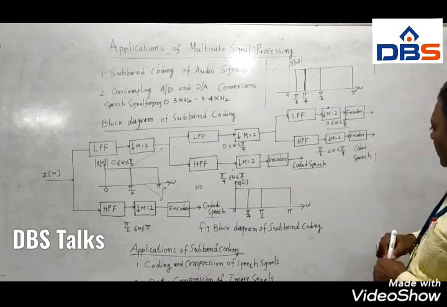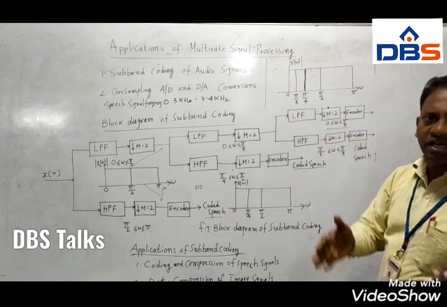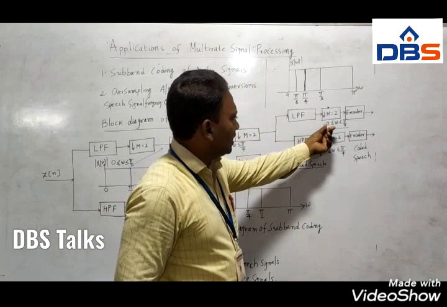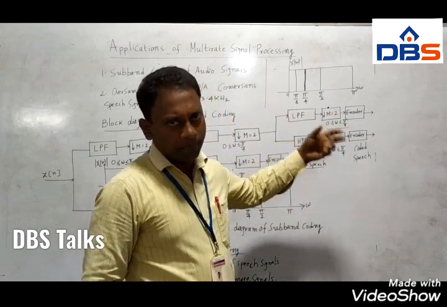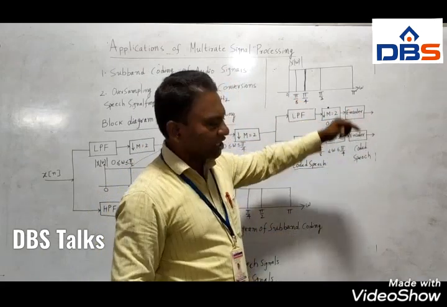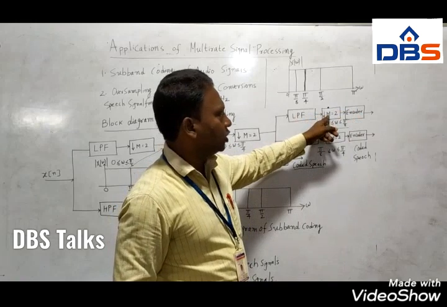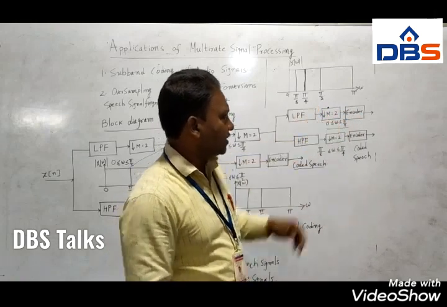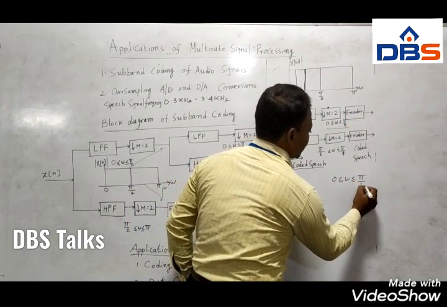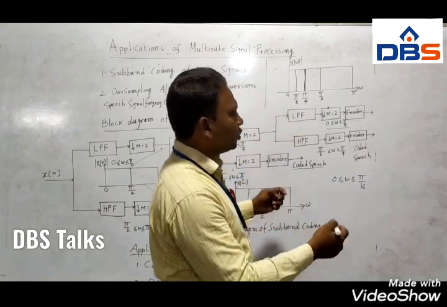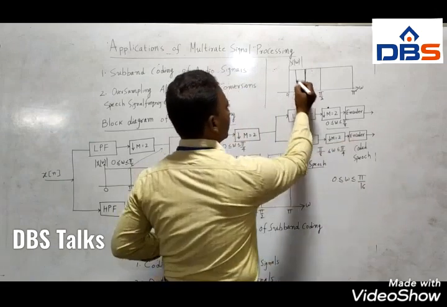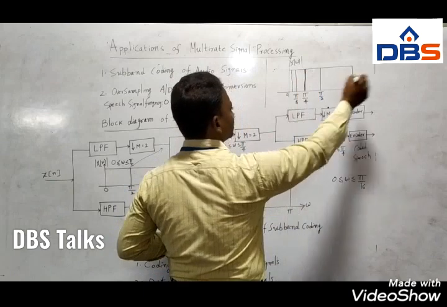Now see, if you want to further subcode the spectrum, then half of pi by 8 is pi by 16. So again you can connect this output to another low pass and high pass filter branch and decimate it by 2 with an encoder. In that case the frequency range becomes 0 less than or equal to omega less than or equal to pi by 16. From pi by 16 to pi by 8 we have a high pass filter branch. This is how it goes: pi by 8, half of this pi by 16, and so on.